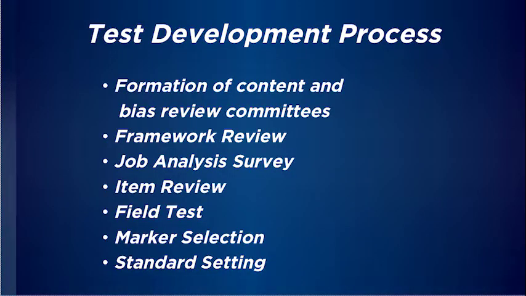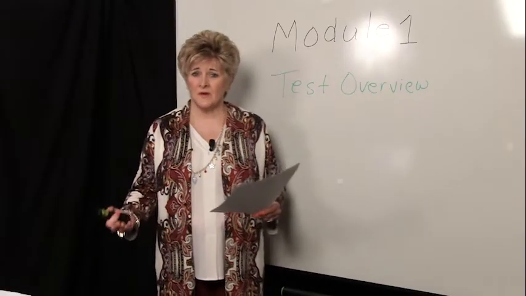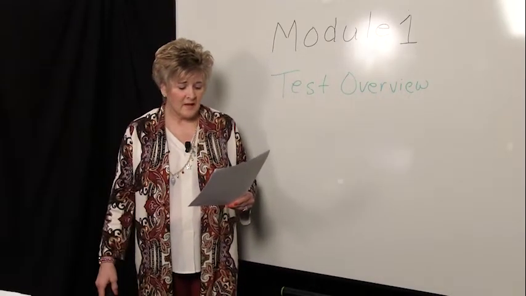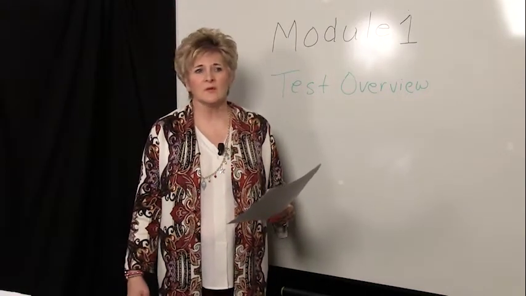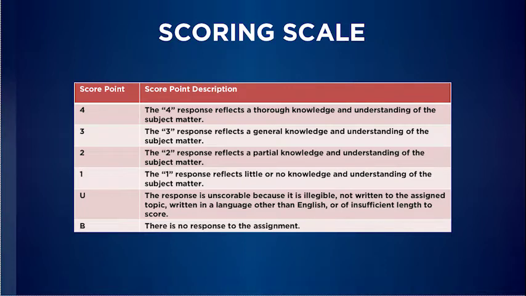There's a marker selection. This is where Oklahoma content experts, remember, pre-K through 12 educators and also higher education officials, look at the samples of the constructed response and they will assign a number of 4, 3, 2, 1. U is non-scorable and B means there was no response.